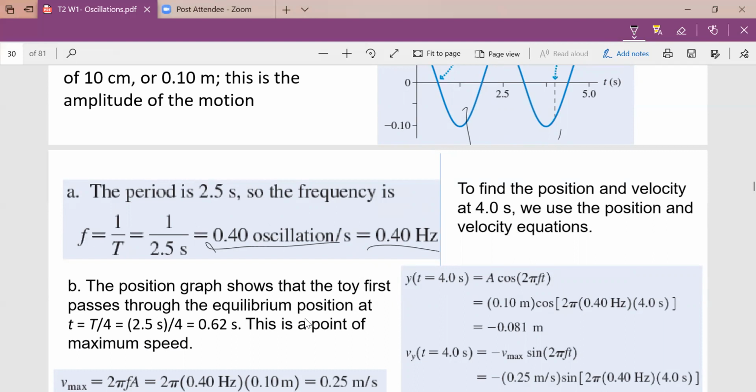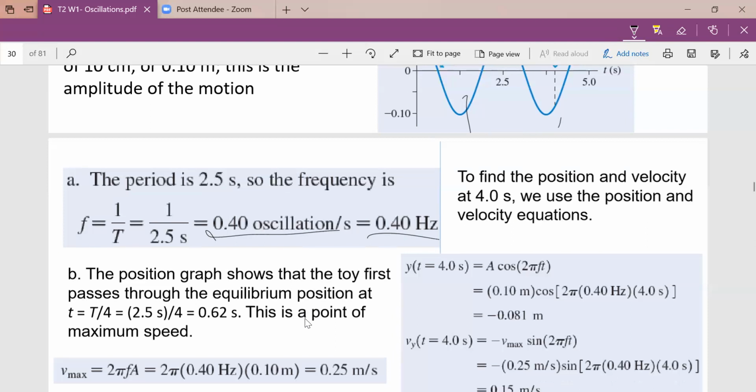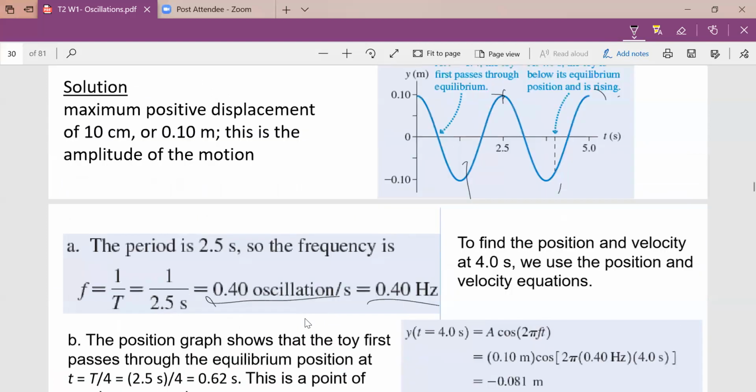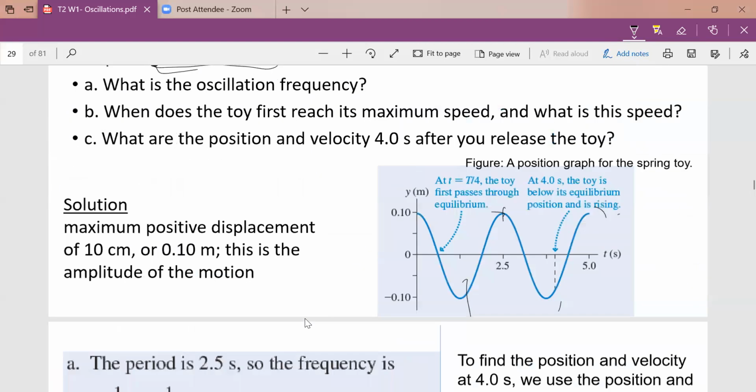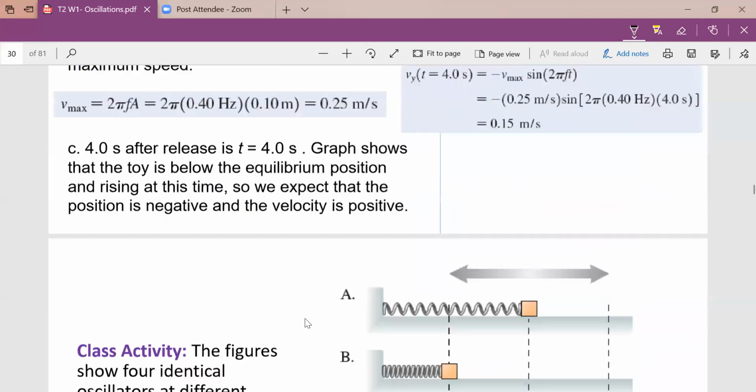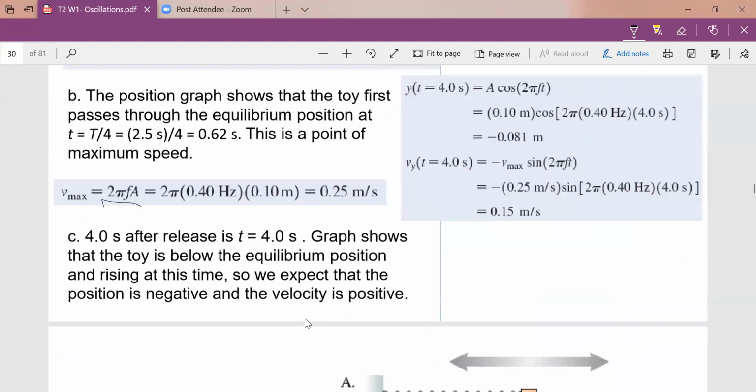So we look at the B part, which is the position graph. To do that, we remind ourselves of the picture we presented before, where we use T half, T quarter to describe the position. The question asks for the first maximum. For the maximum speed, we use the equation for maximum speed to solve that problem. So using this equation and substituting directly, we have 0.25 as the maximum speed.